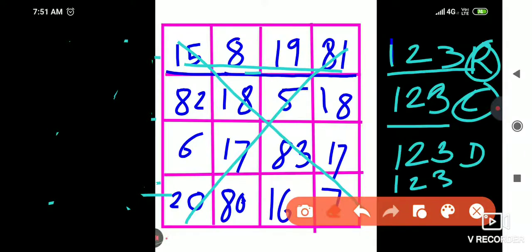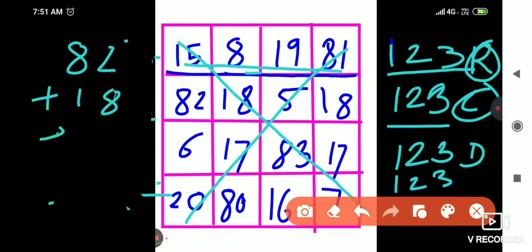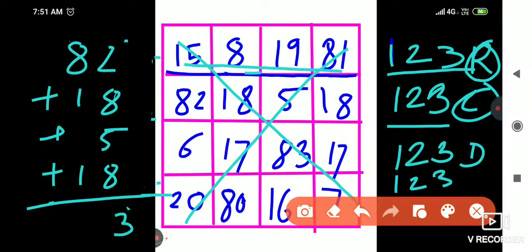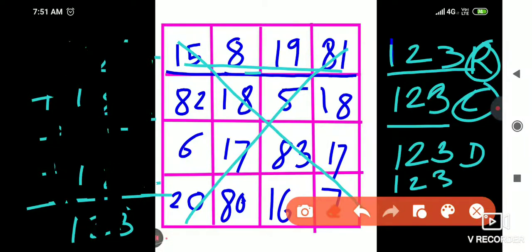So here 82 plus 18 plus 5 and plus 18. Okay, so 8, 8, 16, 17, 18. 18 plus 5, 23, 2 carry 8, 9, 10, 11, 12. It is also 123.